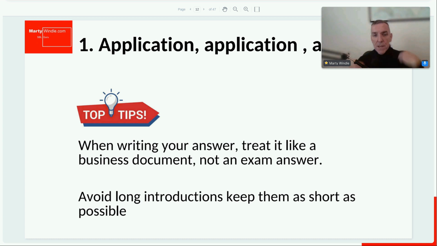When you're writing your answer, treat it as much as you can like a business document and not an exam answer, is my tip. If you're writing to the CEO, imagine that you're writing to the CEO as best you can under the pressure of time constraints. Avoid long introductions in the examination. Long introductions are not going to get you any marks. Whatever you do, don't have a big long introduction. Keep the introduction as brief as possible. I would advise a 1-sentence introduction for your answers. That's all you need. Don't make it long. It's not going to give you any marks.